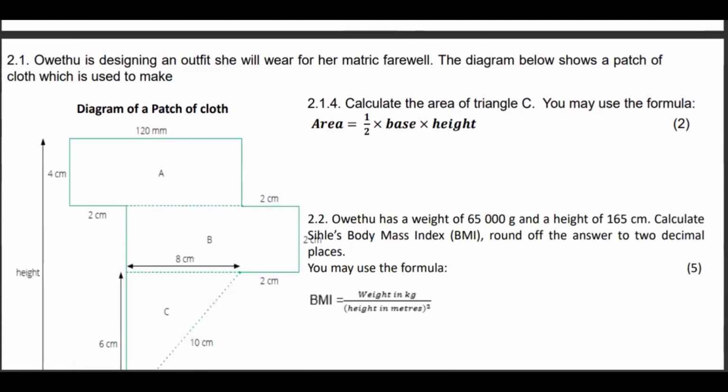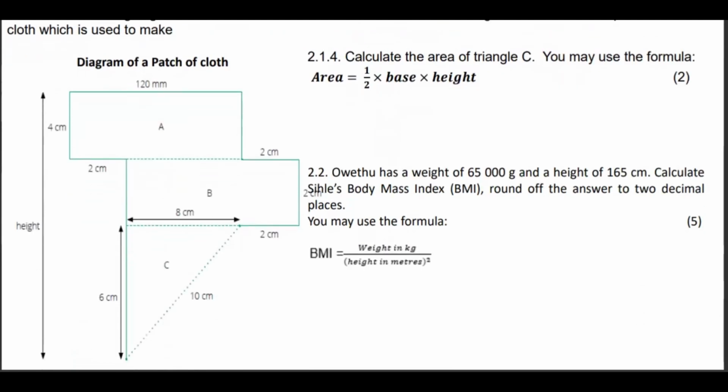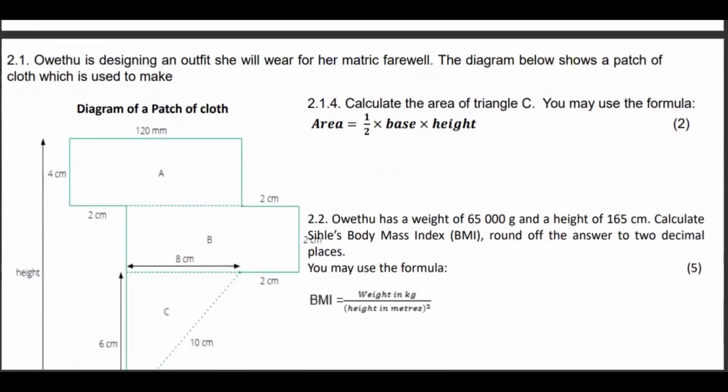Okay. We look at the other question, still under area and perimeter. Owet is designing an outfit she will wear to matric. We've already done that. And you see, they're asking us question number 2.4. This is what we're doing now. Calculate the area of the triangle C.